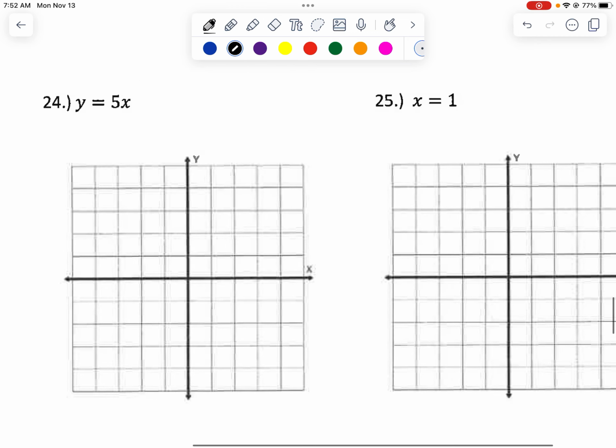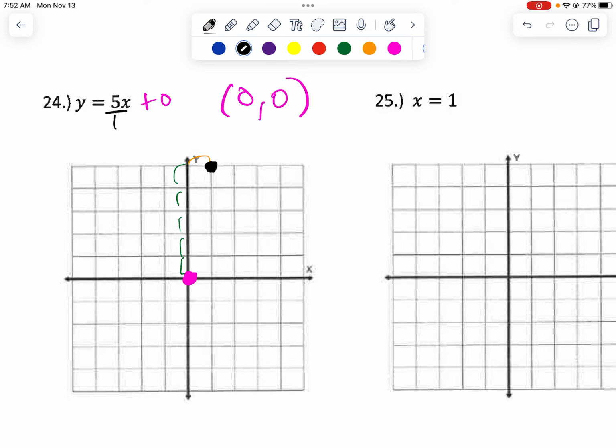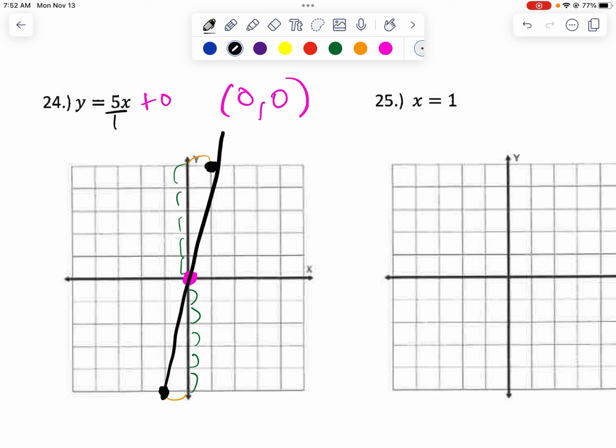This one, my y-intercept, guys, there's no plus anything, so it's going to be through 0, 0, because it is a proportional relationship. Okay? This is 5 over 1. So I'm going to go up 5. 1, 2, 3, 4, 5. And I'm going to go over 1, and I'm going to make a point. Now, I could have also gone down 5. So 1, 2, 3, 4, 5, and over 1, and made a point here. Make sure we put our arrows on.